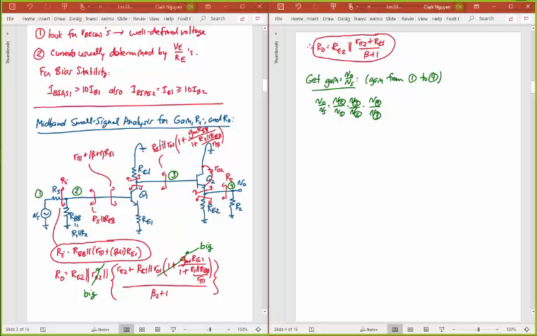But while I get these gains, I'm going to take into account loading from the next stage. And that's where I need to know those expressions, those inspection equations for resistance to ground at a certain node in a certain direction. Okay, so let's start this out. I need this first gain here, V2 over V1. And if I break it down and I'm going one at a time, it becomes much easier.